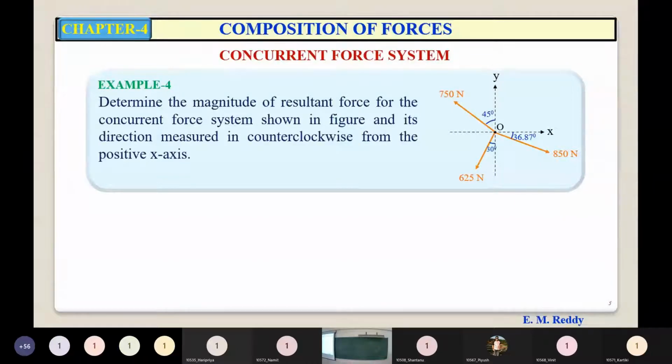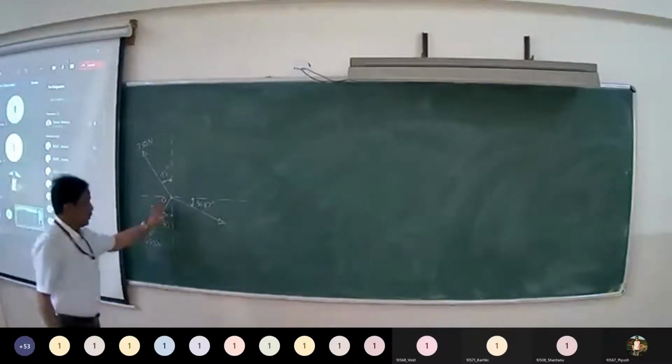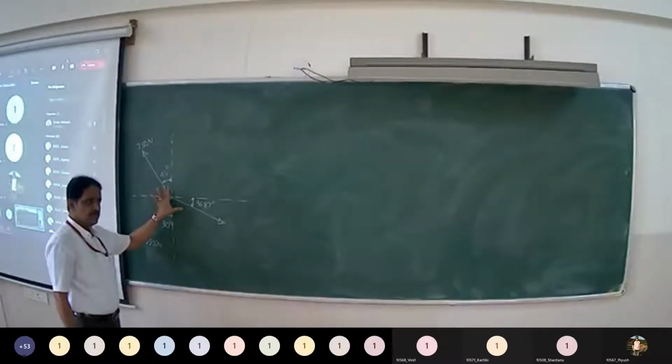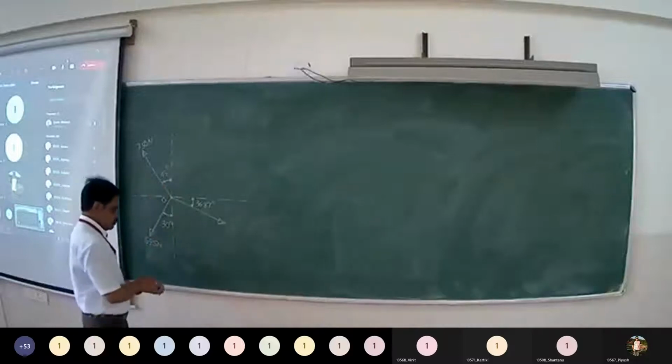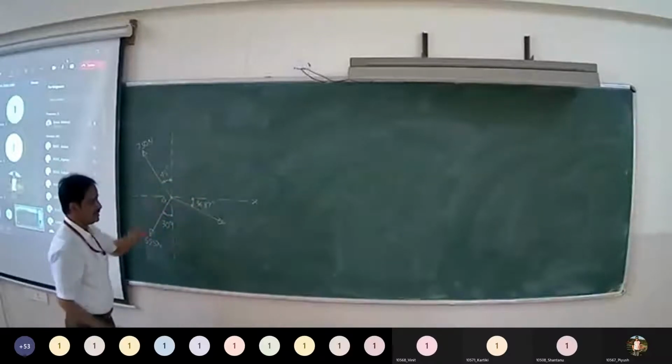Determine the magnitude of the resultant force for the concurrent force system shown in the figure and its direction measured counterclockwise from the positive x-axis. Counterclockwise means anti-clockwise. So here three concurrent forces are acting at point O. We have to find the resultant of this system, magnitude as well as direction with respect to the positive x-axis measured in anti-clockwise direction.